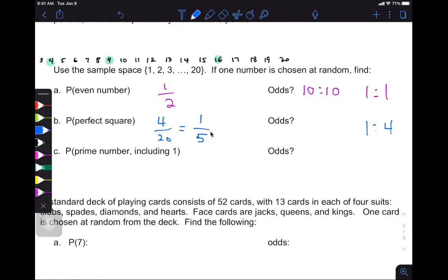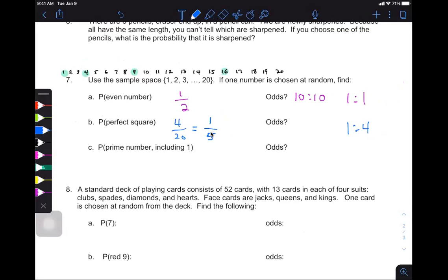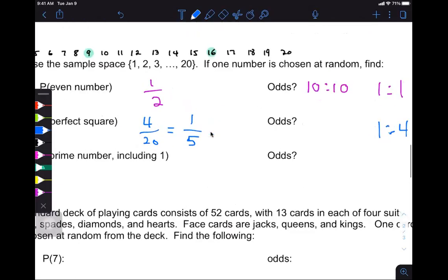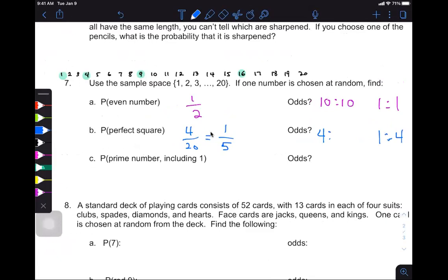to 4. Another way you could do this is you count up all the ones I highlighted, which is 4 of them. And then you can count up all the ones that are not highlighted, and that's 16 of them. And then 4 and 16 reduces to 1/4.